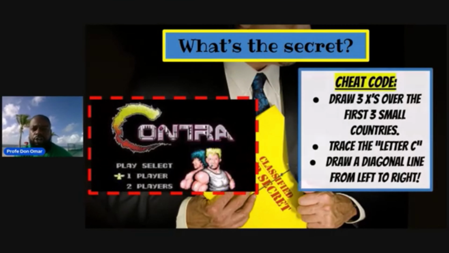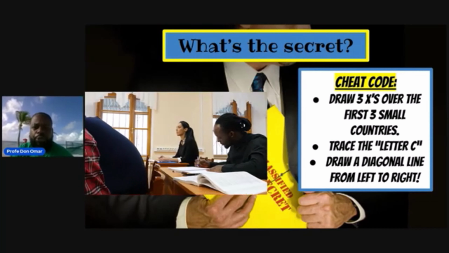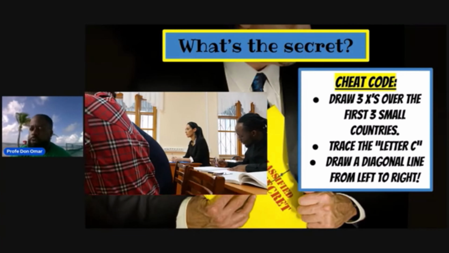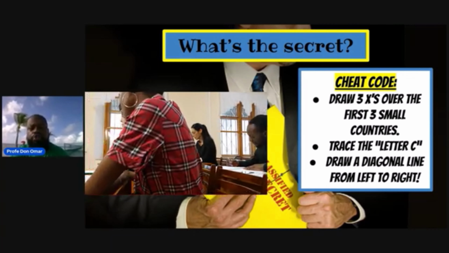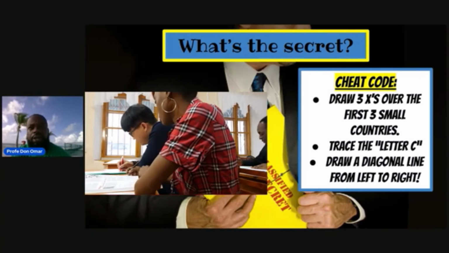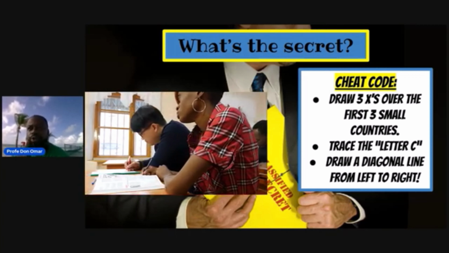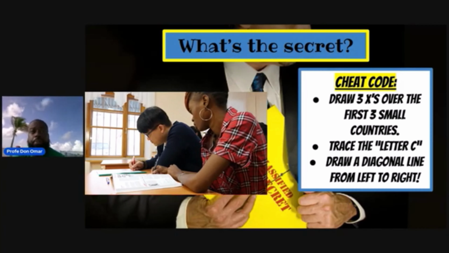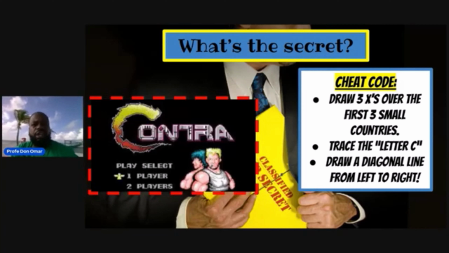Once again, remember, we're talking about Contra, thinking about that cheat code. Our cheat code for Sudamerica is draw 3 X's over the first 3 small countries on this blank map. Jot that down. Then trace the letter C after the 3 X's. That's not going to be a perfect C, but this C is going to encompass a large proportion of the Spanish-speaking countries in South America. Then draw a diagonal line under that C from left to right.